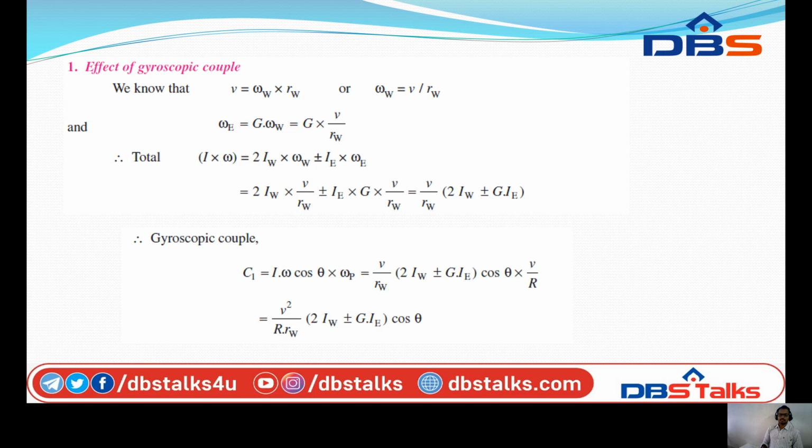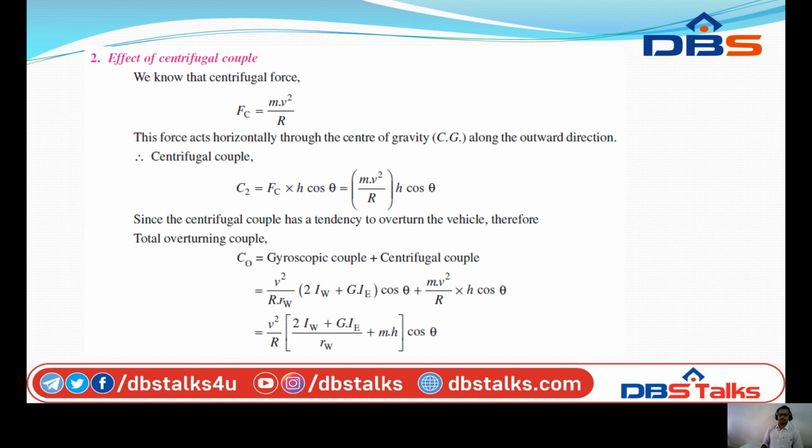Then, for finding the effect of centrifugal couple, we know that the centrifugal force is Fc equal to m v square by r. This force acts horizontally through the center of gravity in the outward direction. Therefore, the centrifugal couple C2 is equal to Fc into h cos theta. Fc is nothing but m v square by r, so C2 is m v square by r into h cos theta.